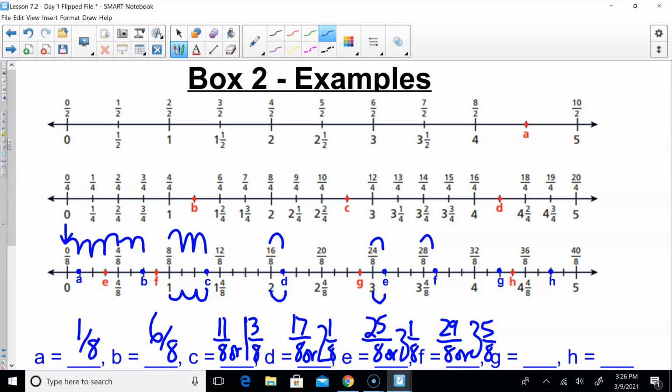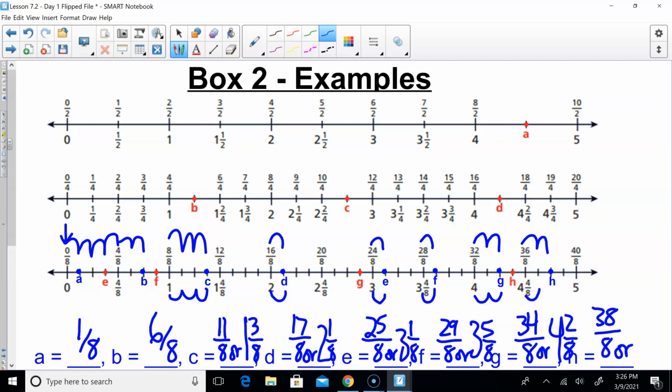You can also use your skills that we learned from the previous lesson about how to take fractions greater than 1 and make them into mixed numbers. Here's 4, 1, 2, and 32/8, 33/8, 34/8. So you have 34/8 or 4 and 2/8. And last but not least, our H would be 36/8, 37/8, 38/8. So you have 38/8 or 4 and 6/8.